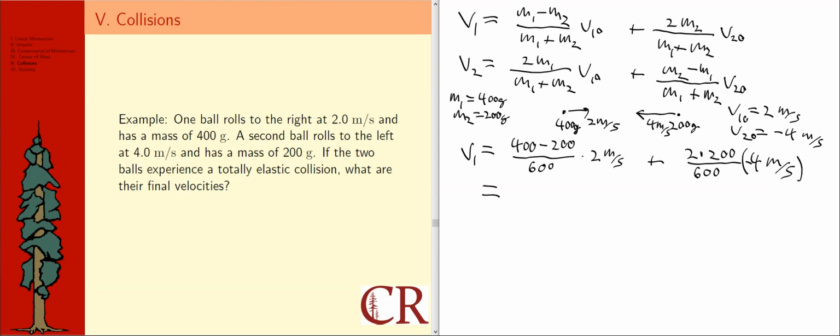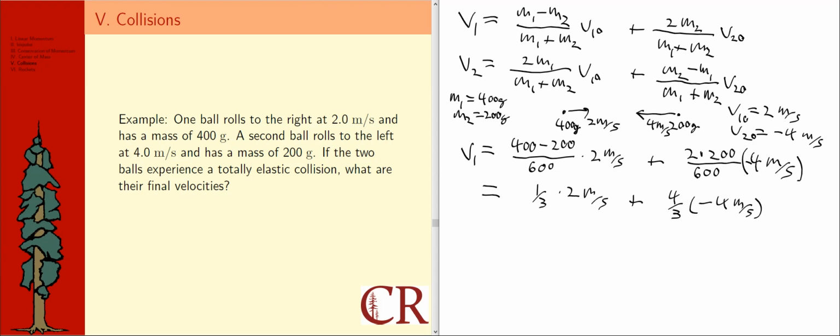But anyways, let's go ahead and find this answer here. So 400 minus 200 over 600, let's see, that's 200 over 600. I think that reduces to 1/3 times 2 meters per second. This is plus, let's see, 2 times 200 would be 400 over 600, which would reduce to 4/3 times the minus 4 meters per second. Okay.